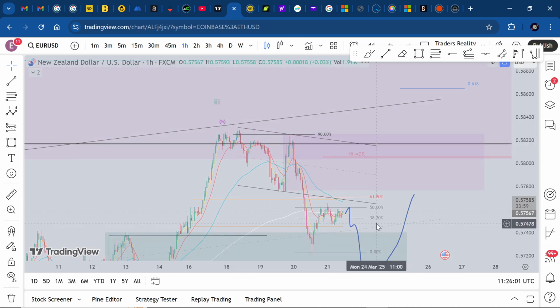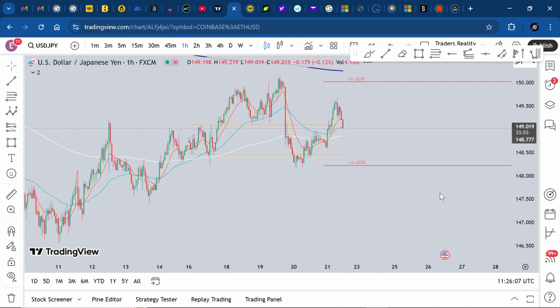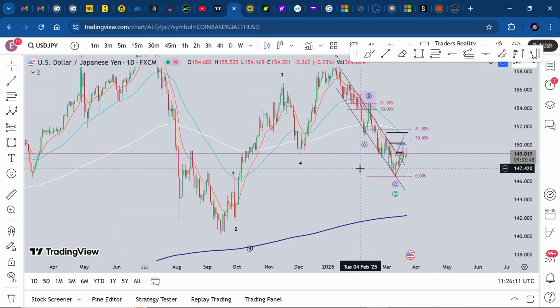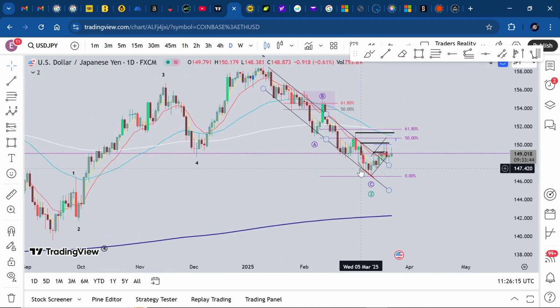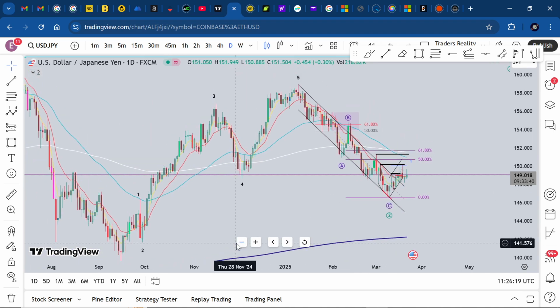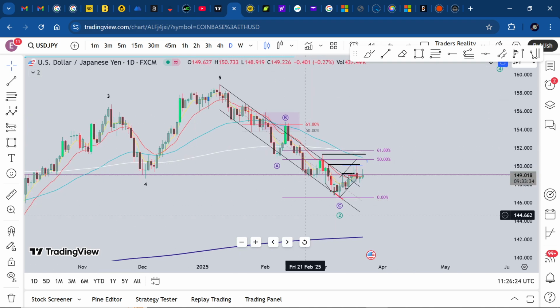Let's go to USDJPY. Cannot remember much about USDJPY. I'm going to dive in. I remember I've been bullish on USDJPY, so I feel like the yen is weakening. The videos will be on my channel, so you can go look at it. 1, 2, 3, 4, 5, very clear. This is very clear corrective to me.